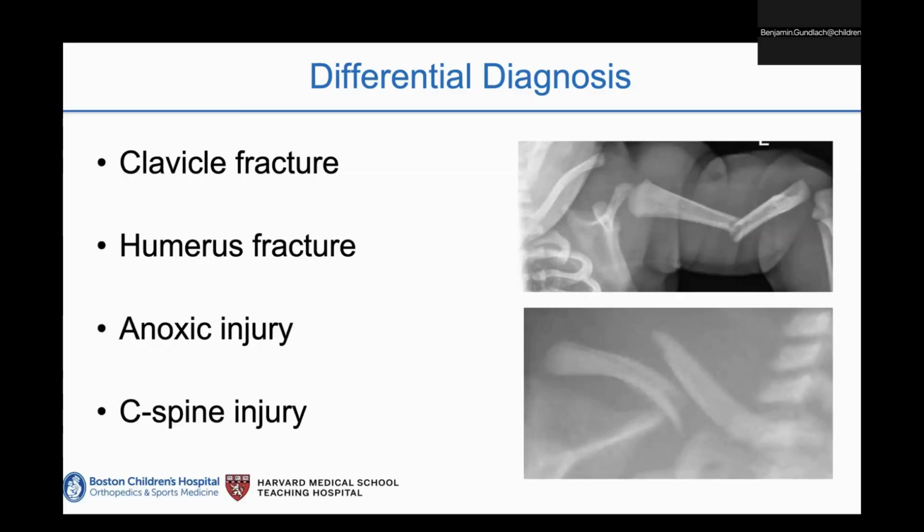Also, it's important to keep in mind that especially the children that have very traumatic birthing processes, have very prolonged labor and may have had an anoxic event, there could also be a more central cause to their diminished movement. Additionally, things like a cervical spine injury must also be in the back of the clinician's mind, especially if patients are presenting with bilateral symptoms.